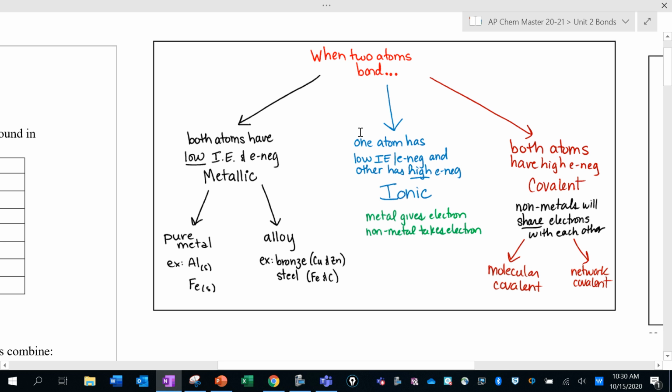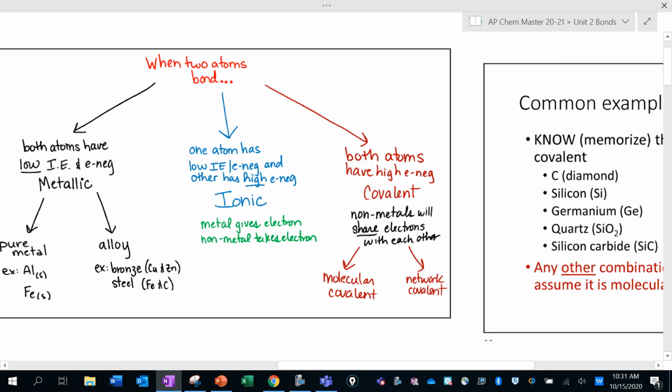If you combine an atom, which is a metal, with a nonmetal, you get ionic bonding. So the metal is going to give up an electron, nonmetals are going to take electrons. That's ionic. If you have a combination of all nonmetals, it's going to be covalent bonding. That's where they're going to share electrons with each other. And you can have two types of covalent bonding. You can have molecular covalent or network covalent.